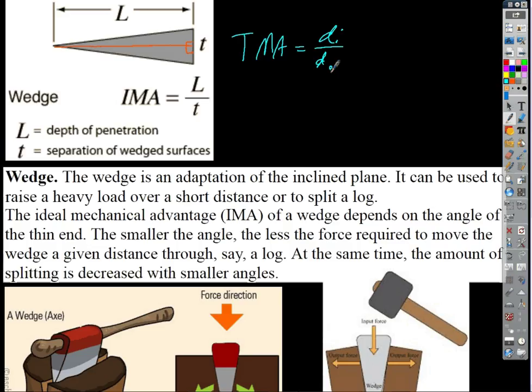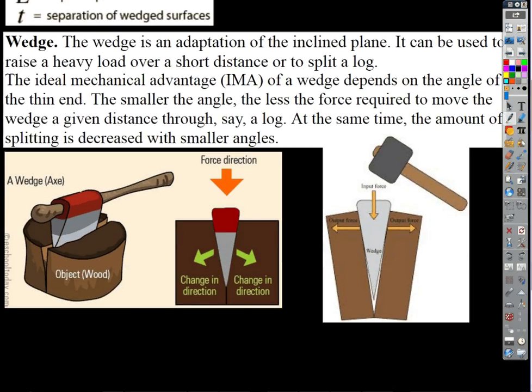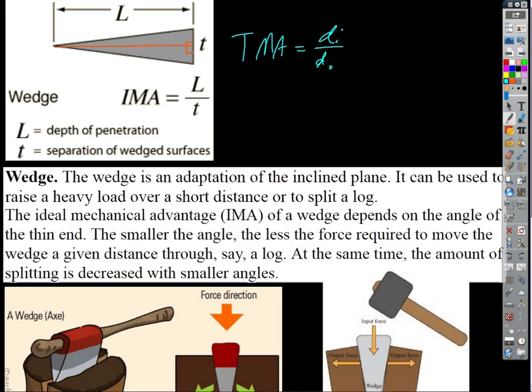Right? Then what did we accomplish? The output, which is the hypotenuse distance? I mean, what do we accomplish by driving it? We separate the wood. Yeah, we separate the wood by the thickness of the wedge, T, right? See what we're getting at? So the output distance in this case is just going to be T, okay?